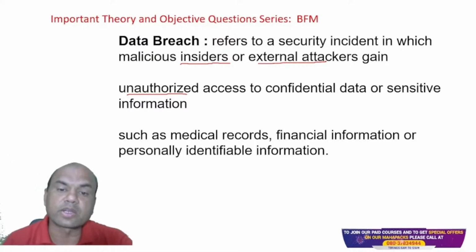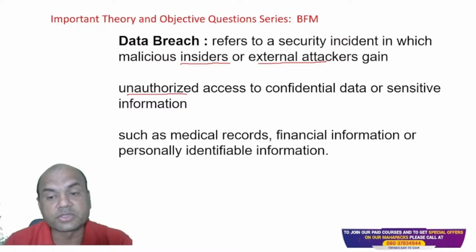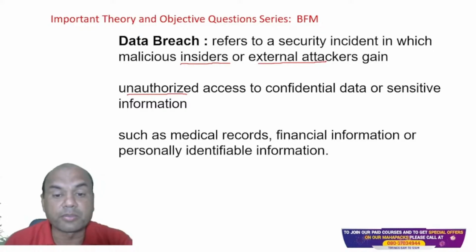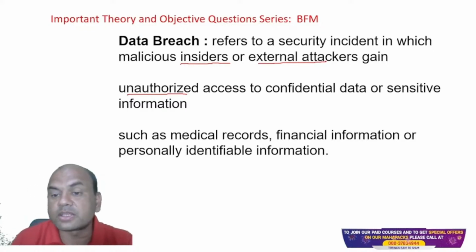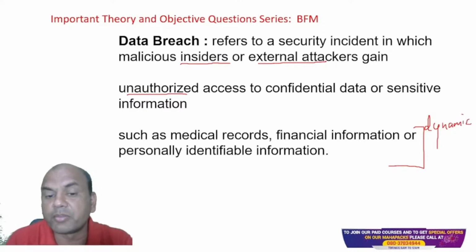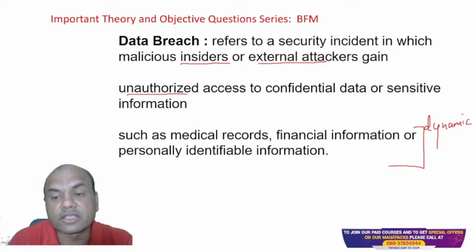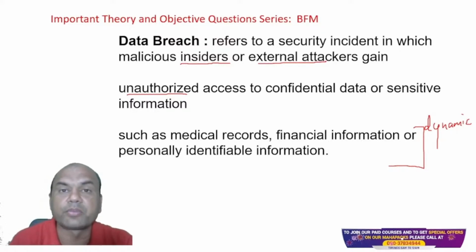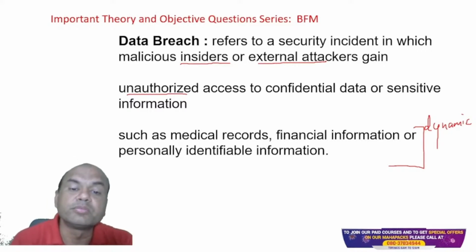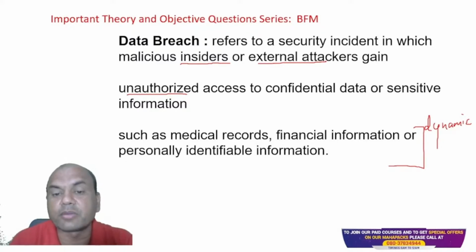Okay. So unauthorized access to confidential data or sensitive information such as medical reports, financial information, or personally identifiable information. So medical reports, sure, that's what I said. These are all dynamic. If you check this, these are all dynamic, right? Dynamic means what? They go on changing. Medical reports go on changing. Financial information changes. Personally identifiable information, right? So these are all changing things. Mainly the access to this is required by the companies so that they can sell various products to you.